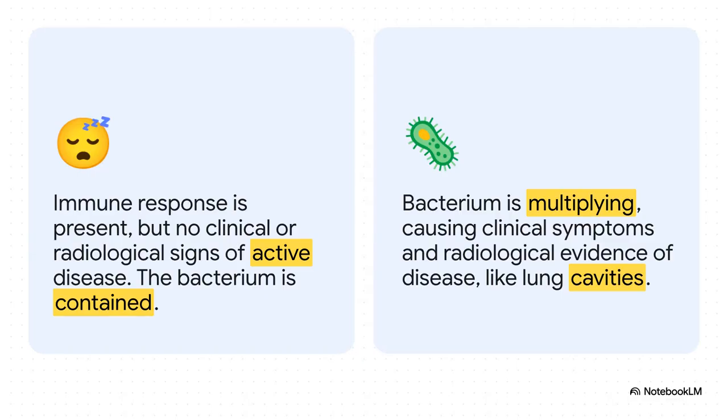This ability to play hide-and-seek creates two totally different situations. On one hand, you have latent TB. Think of this as the bacteria being cornered, walled off by your immune system inside a structure called a granuloma. The person feels fine, they're not sick, and they can't spread it. On the other hand, you have active TB. This is the prison break. For whatever reason, containment has failed, the bacteria are multiplying, causing damage, and now the person is sick and can transmit the disease to others.